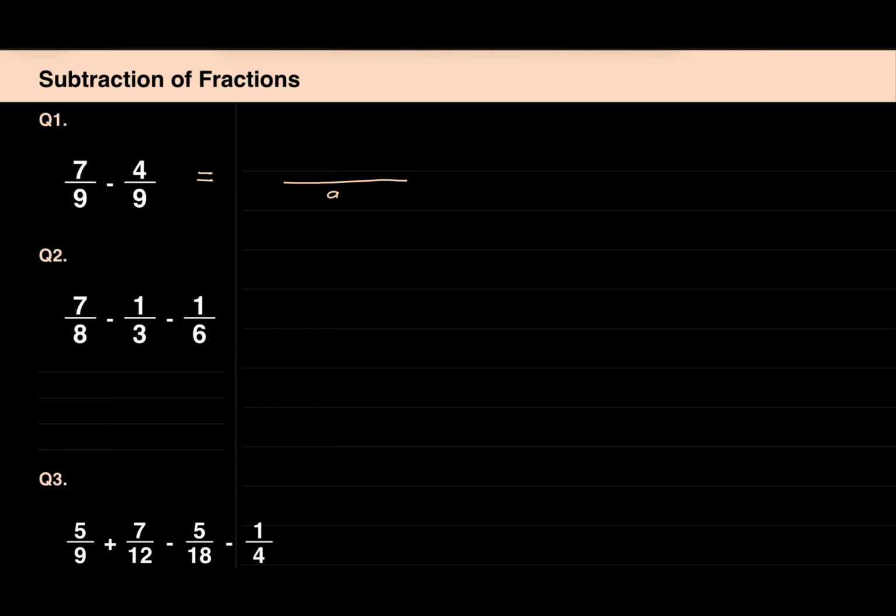LCM is 9 because they are like fractions. We don't need to do anything. 7 minus 4, how much is 7 minus 4? 3 upon 9. Reduce it to the lowest fraction, divided by 3. 3 into 1 and 3 into 3. 1 upon 3.